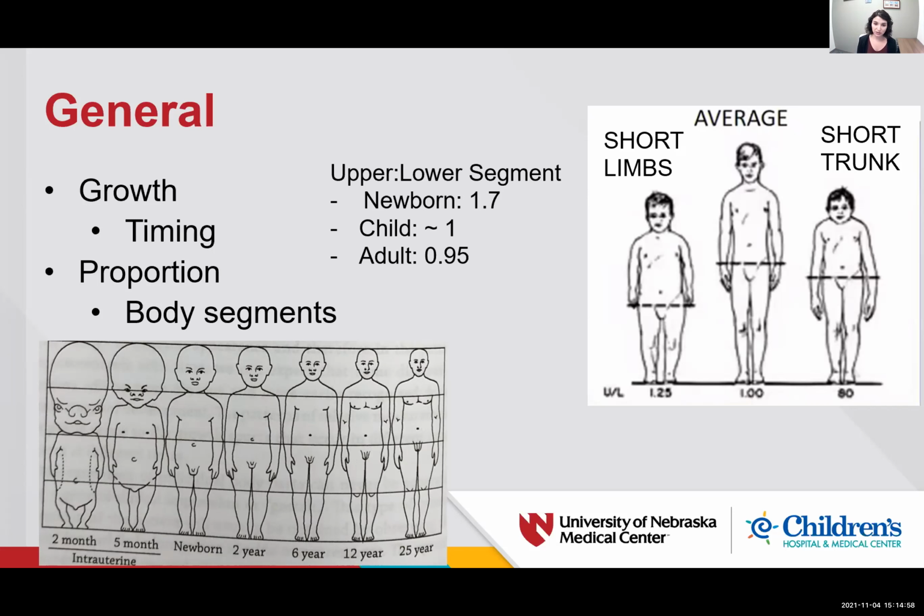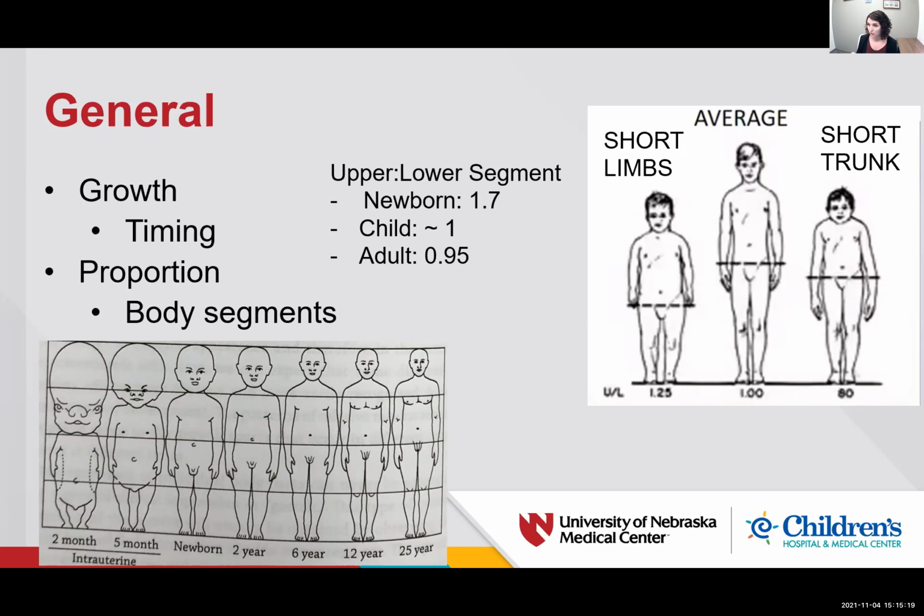So in a newborn, as you can see below, the head is relatively larger, and therefore your ratio is 1.7. You come to a ratio of about 1 in early childhood, that early grade school age group. And then into adulthood, the ratio goes down just a little bit more. So that typical is about 0.95.